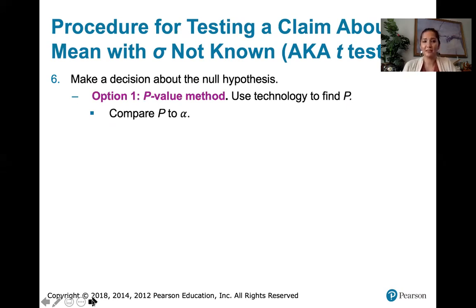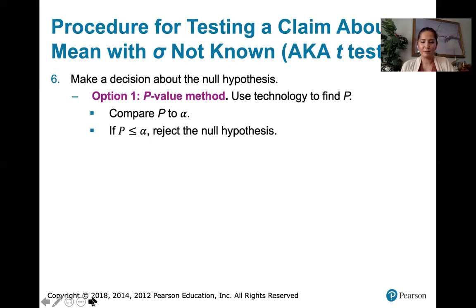But once you find the area in the tails, the p-value, then you're going to compare it to your significance level alpha. If p is less than or equal to alpha, that means that the probability of having a test statistic t as extreme as our test statistic, or more extreme than that, is less than or equal to alpha, the significance level. So the probability of getting a test statistic like ours is very low compared to the significance level alpha. If p is low, then we reject the null hypothesis.